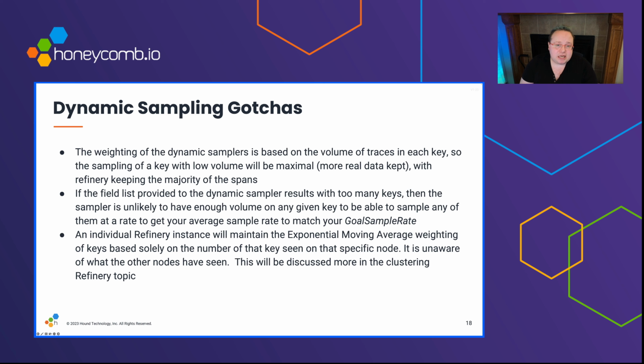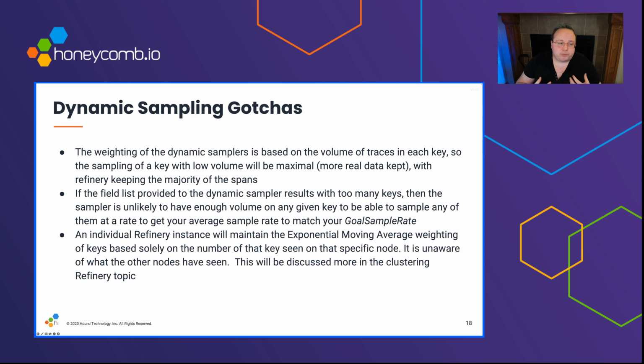Some of the gotchas of using the dynamic samplers. Remember that the weighting in the dynamic samplers is based on the volume of traces in each key. So sampling a key with very low volume will be maximal. More real data is going to be kept because Refinery is trying to ensure that we have accurate data when it gets to Honeycomb. If you were to sample the low volume of traces with a high sample rate, you would find that you were not having very accurate data on the other end when you went to analyze things in Honeycomb.